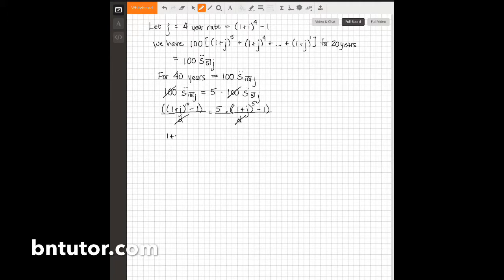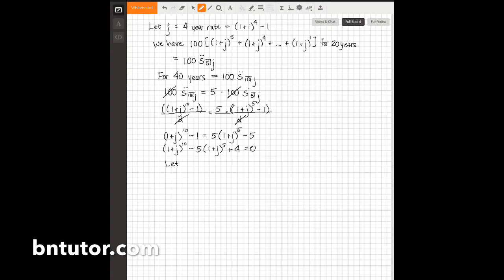From here, we have 1 plus J to the 10th minus 1. And if we distribute that 5 on the right-hand side through the remaining parentheses, we'll have 5 times 1 plus J to the 5th minus 5. This is a quadratic equation, so we'll take the step of moving everything from the right side of the equation over to the left side, giving us 1 plus J to the 10th minus 5 times 1 plus J to the 5th plus 4 equals 0.